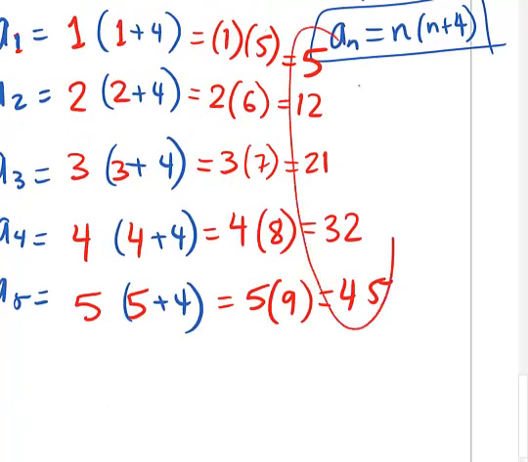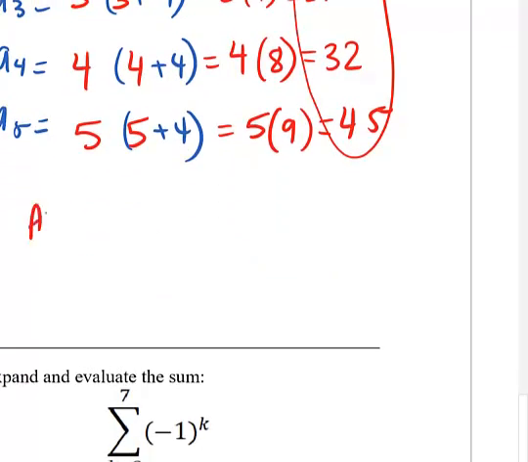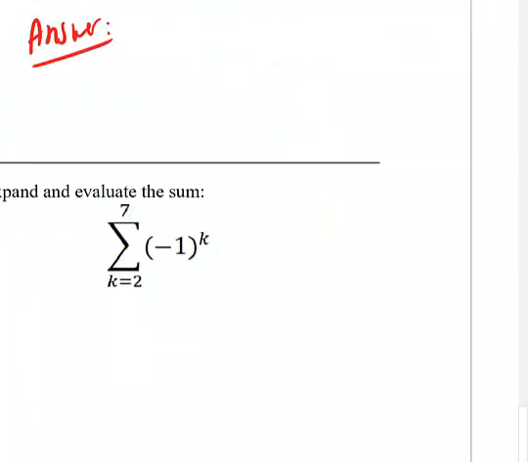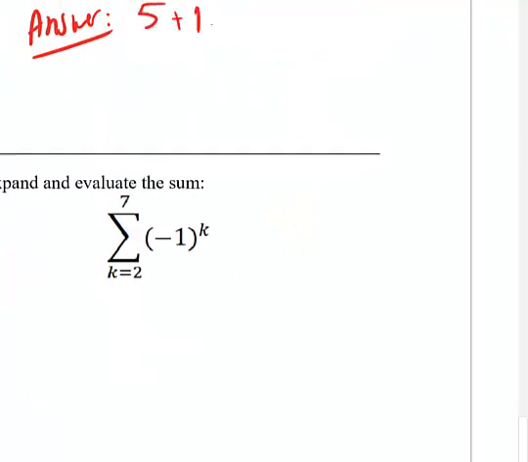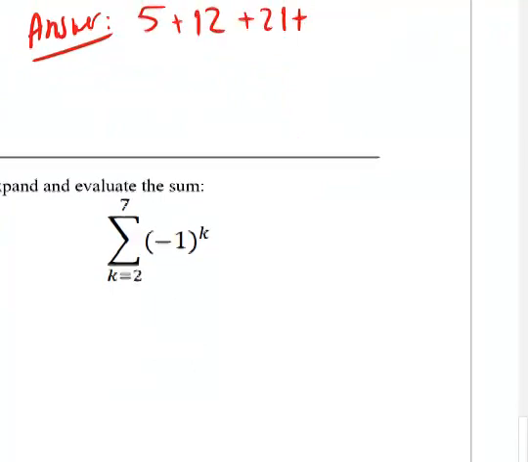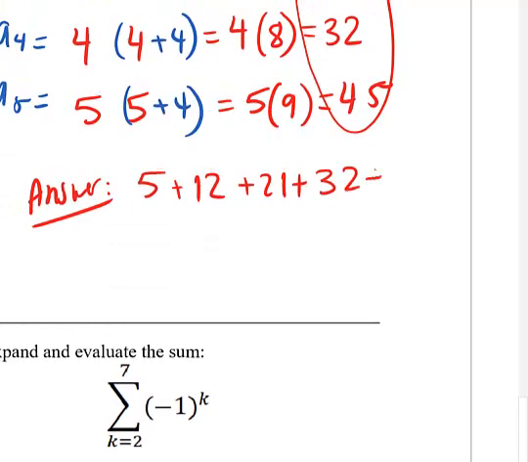Now we take all those guys and add them together. So the answer is going to be, when I add those guys together, 5 plus 12 plus 21 plus, what else? 32 and 45. Yeah, and don't feel bad if you use a calculator. There's nothing wrong with that.